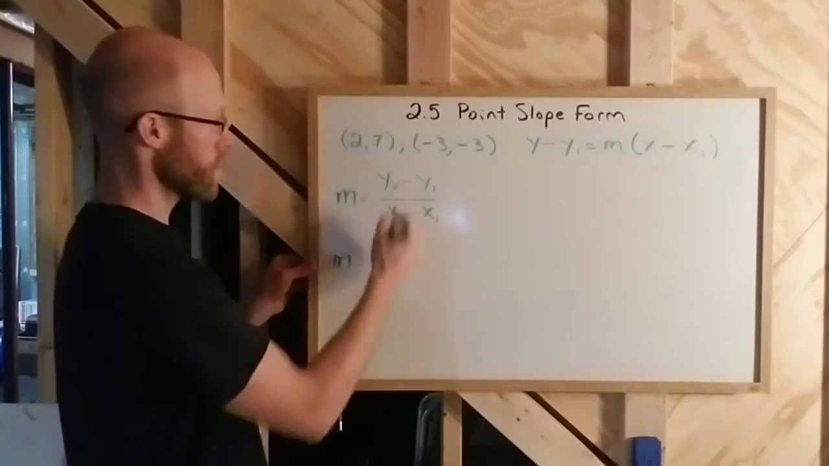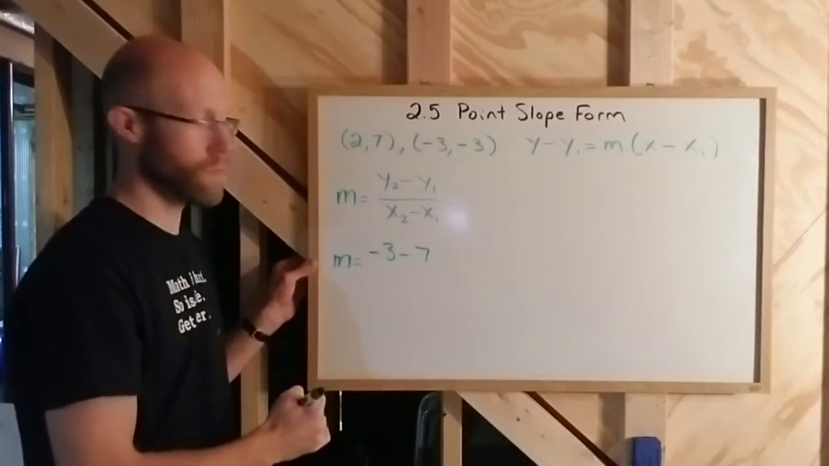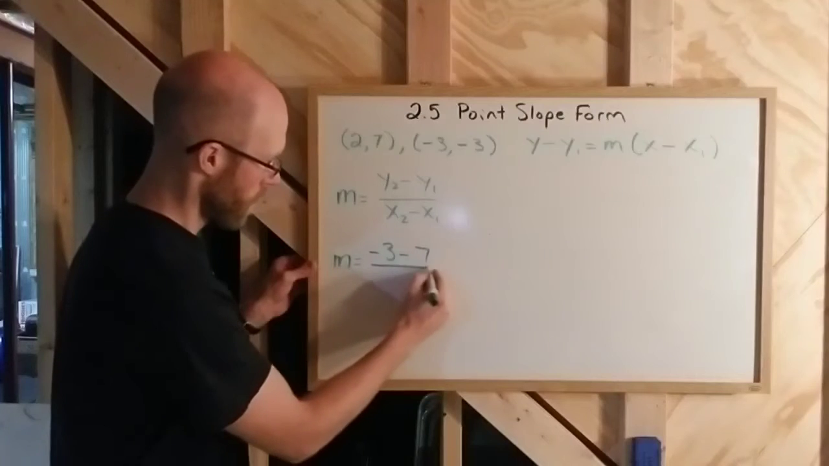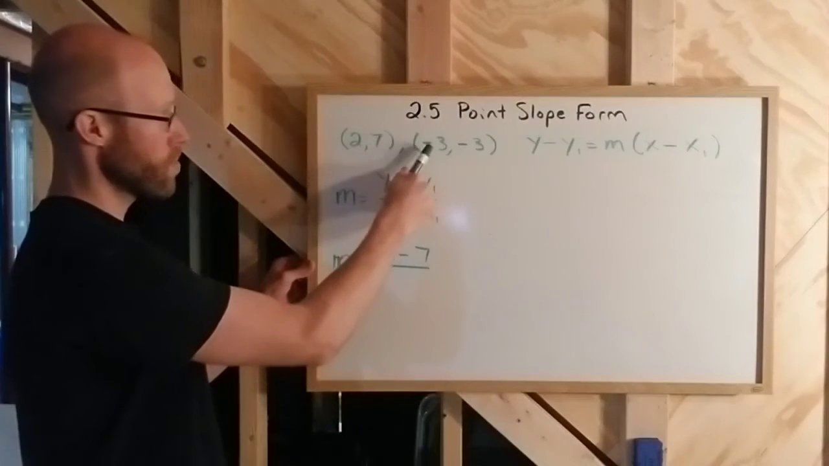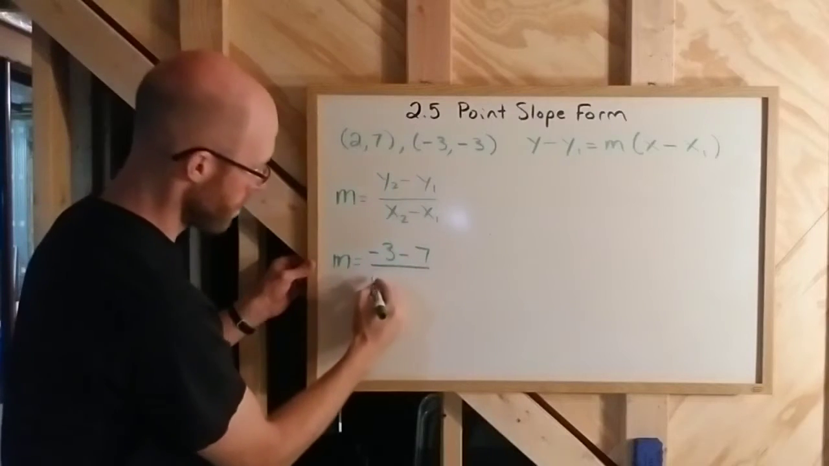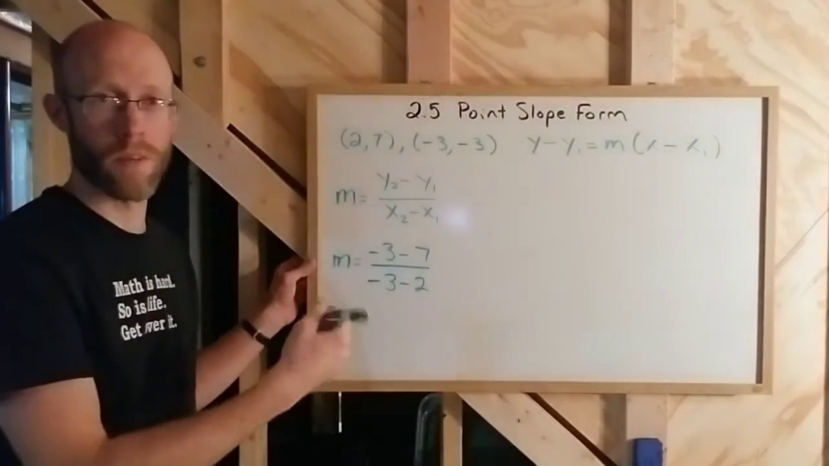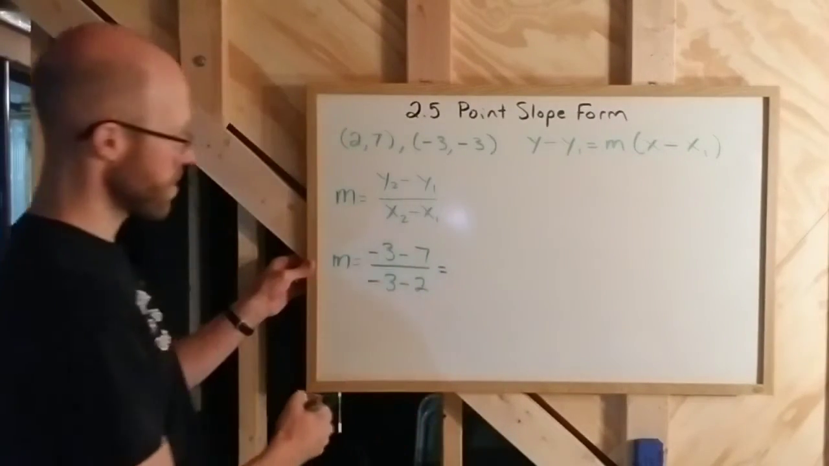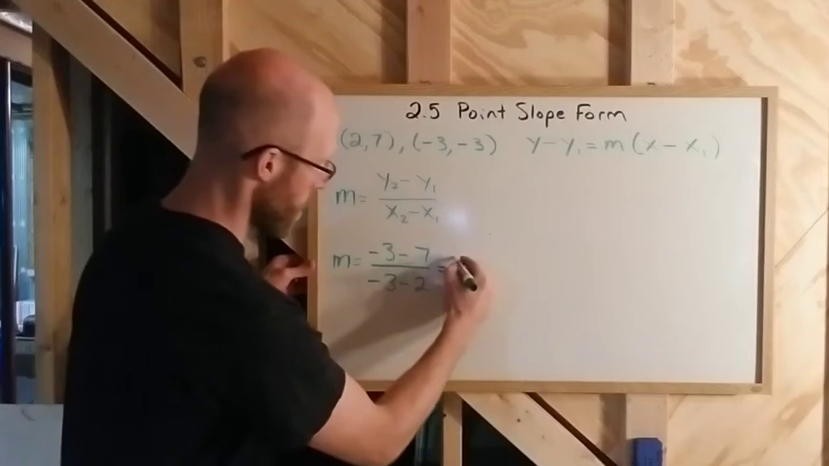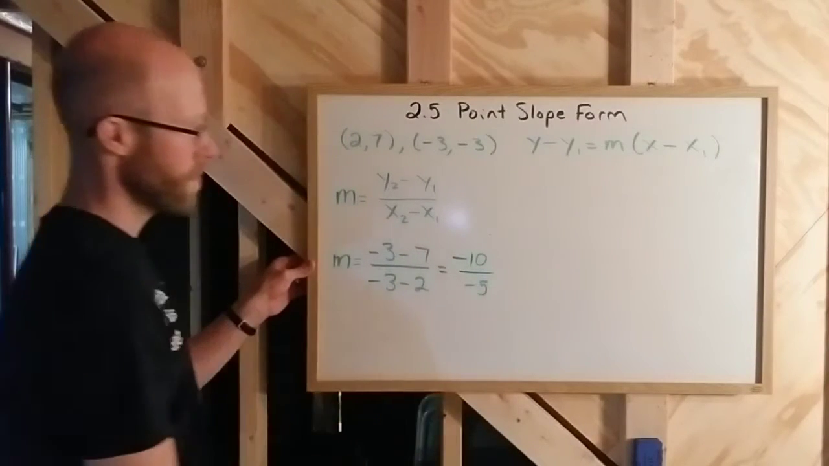-3 minus 7. That's y2 minus y1. And then underneath that I should have -3 minus 2. That's the x2 minus x1. A little confusing because there's 2 -3's up there, but that's okay. Everything's negative, so we get a -10 on top and a -5 on the bottom.